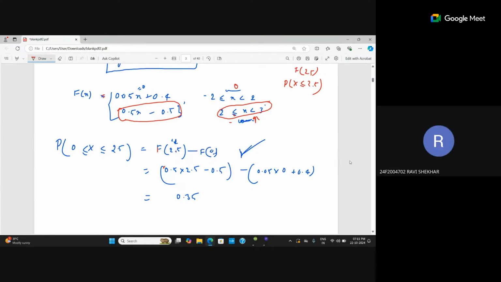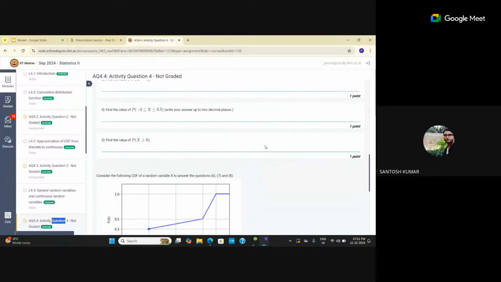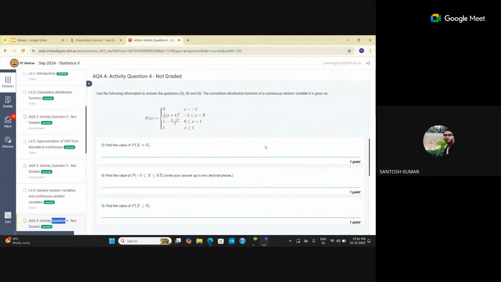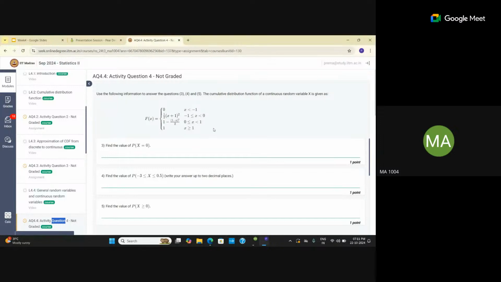Question number 4 of activity 4.4. Here also, use the following information to answer questions 3, 4, and 5. The cumulative distribution function of a continuous random variable x is given. So this is the CDF given to you.